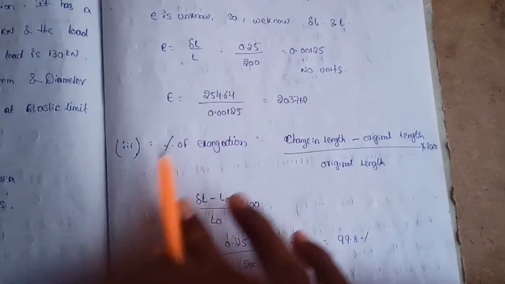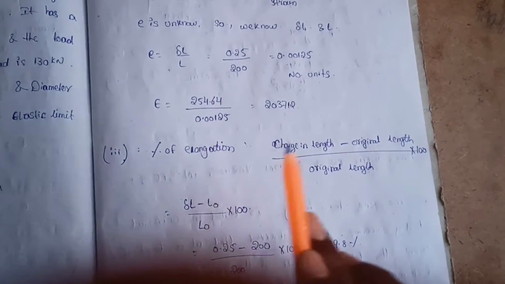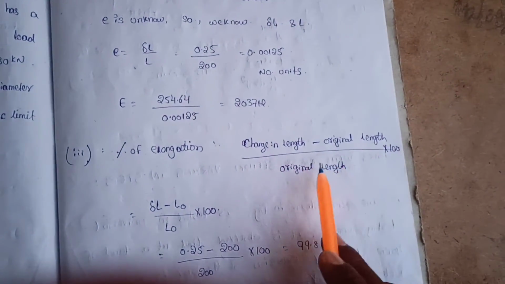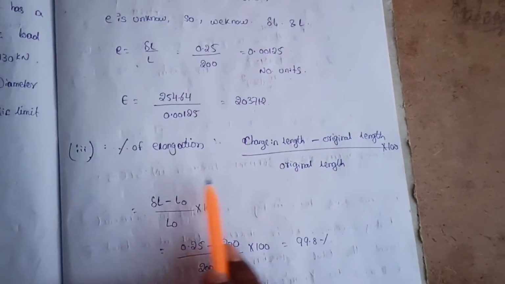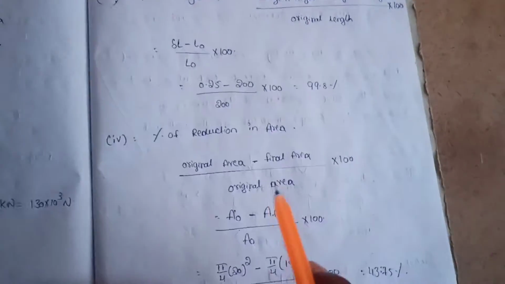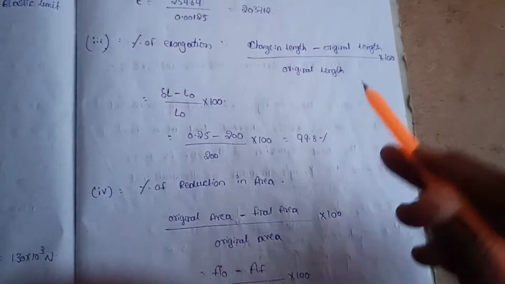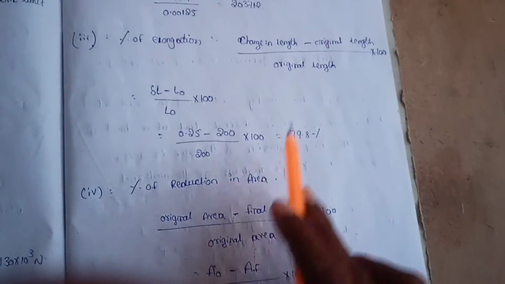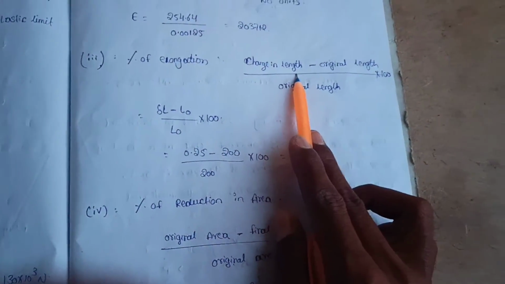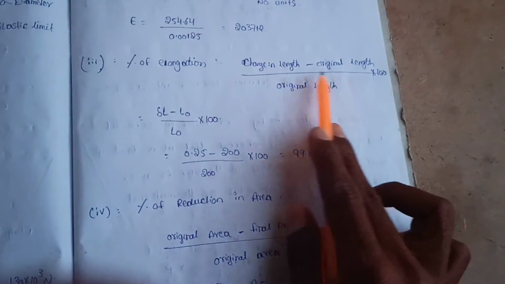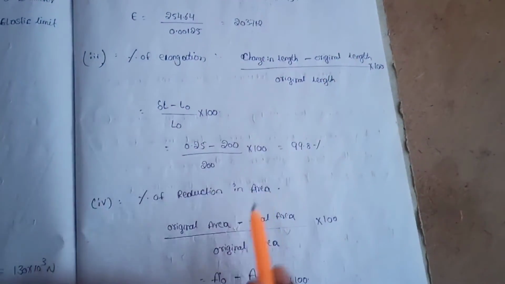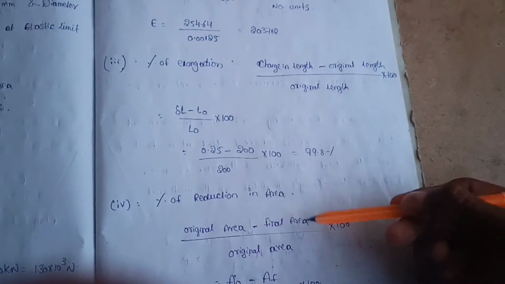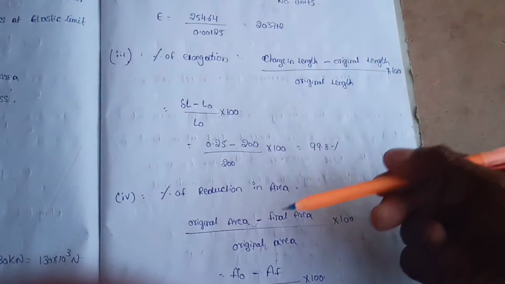So next, the third one is percentage of elongation. It is change in length minus original length by original length into 100. This is percentage of elongation. Now come to the percentage of reduction in area. There is a small change between elongation and reduction. In the first, it is change in length to original length. Here it is original area to the final area, just opposite. This is a trick between elongation and reduction in area.